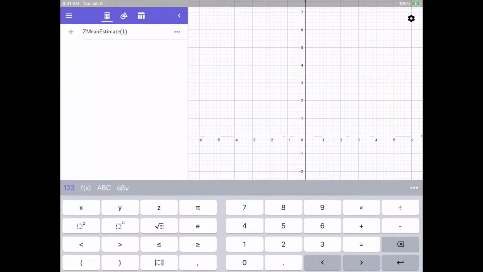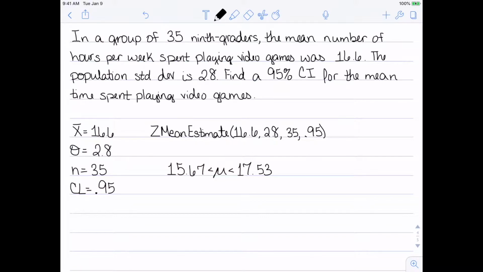We then input the sample mean, 16.6, comma, the standard deviation, which is 2.8, comma, the sample size, 35, comma, my confidence level, which is 95, so 0.95. And we can see that it gives us two numbers here, 15.67 and 17.53. So those two numbers are our lower bound and our upper bound.